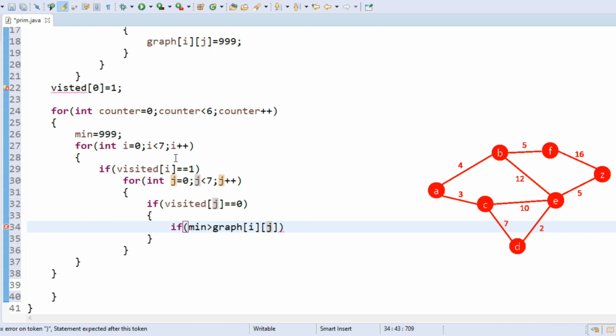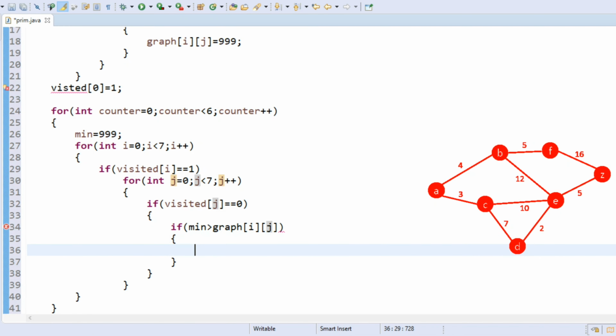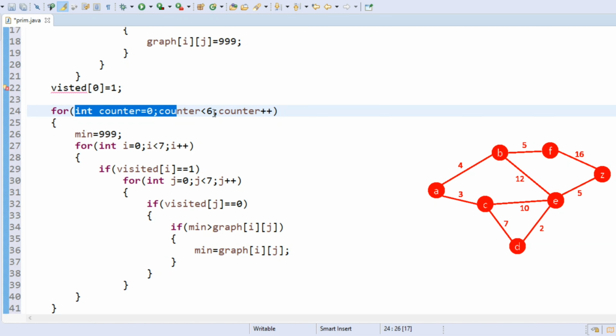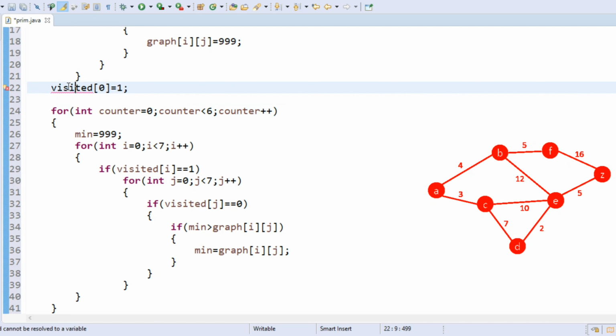So when i value is equals to 0 and j value is equals to 0, if this edge value is less than the min, we are going to update it. So min is equals to graph of ij. Okay, I think you understood it. So here first I am taking the counter. So this counter is usually used for counting the visited vertices. Okay, and coming to the, I am taking the minimum. So minimum is equals to 999.